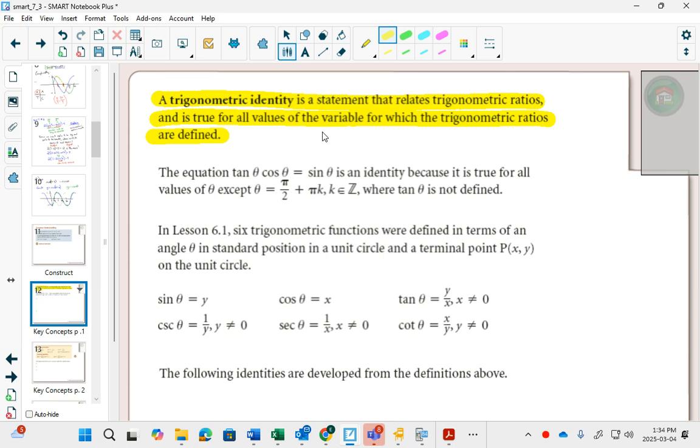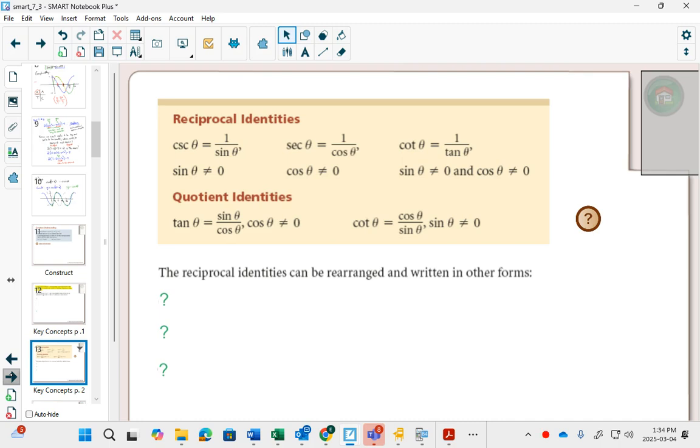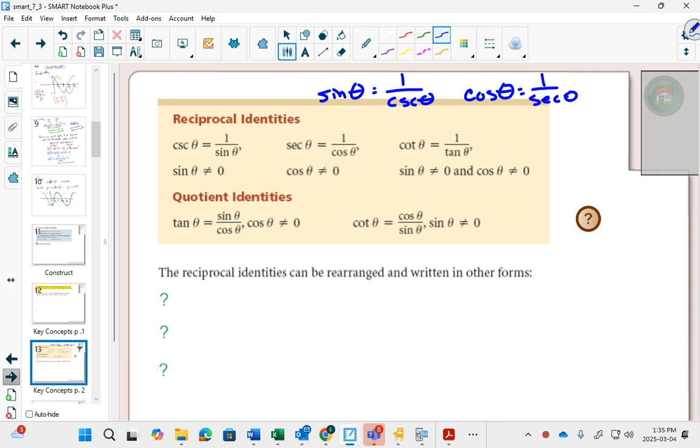So first of all, from chapter 6, we're going to look at some identities that we call definitions in chapter 6. These are reciprocal identities. Cosecant is equal to 1 over sine. You could also write sine of theta is equal to 1 over cosecant theta. Secant theta is 1 over cos. We could also write cos of theta is 1 over secant theta. And cotangent is 1 over tan, so we could also write that tangent is 1 over cotangent.